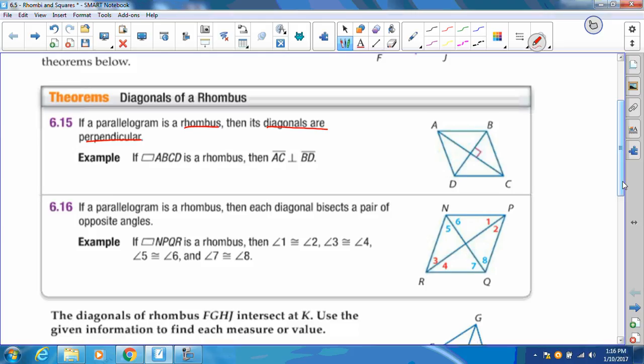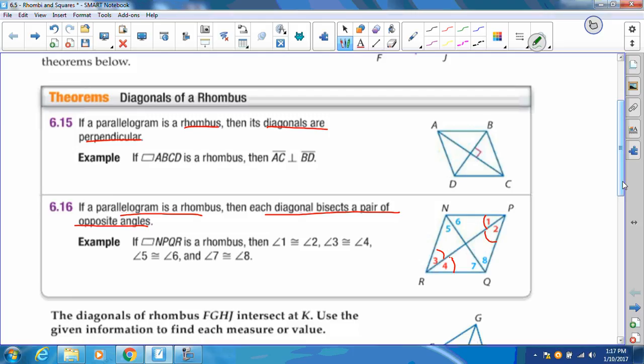So remember that means they form a right angle. And if it's a rhombus, then each diagonal bisects a pair of opposite angles. So if you're looking at this picture here, this diagonal RP would bisect angle 1 and 2. So angle 1 and 2 would be congruent. And actually, those would be the same as angle 3 and 4.